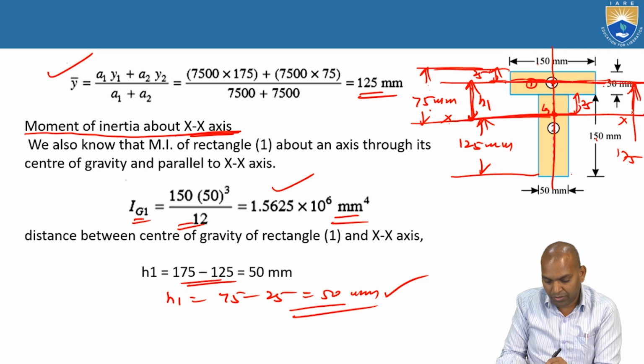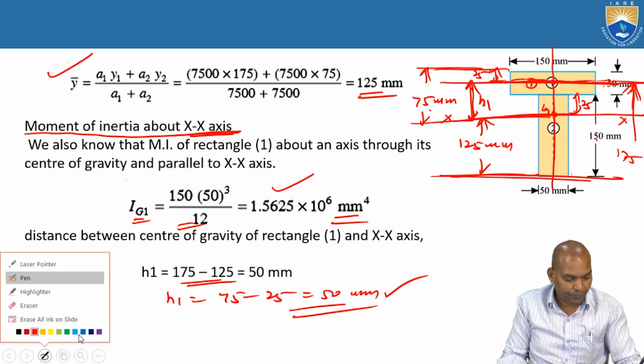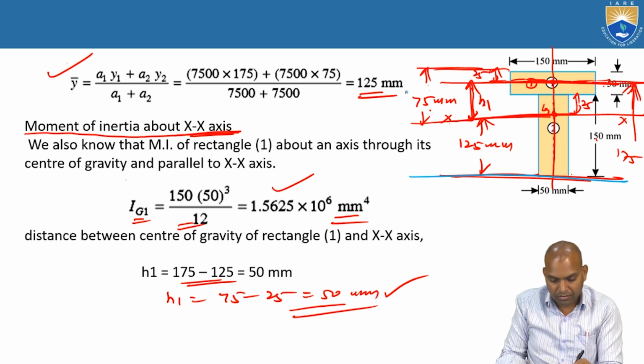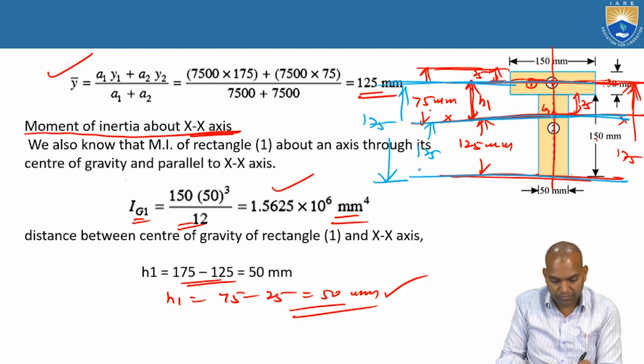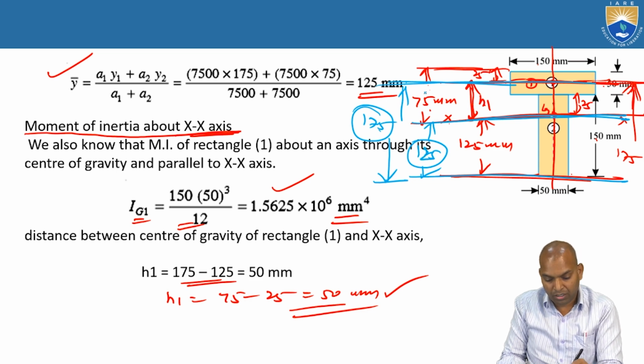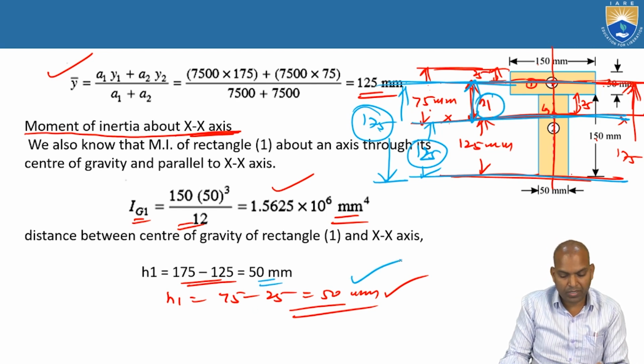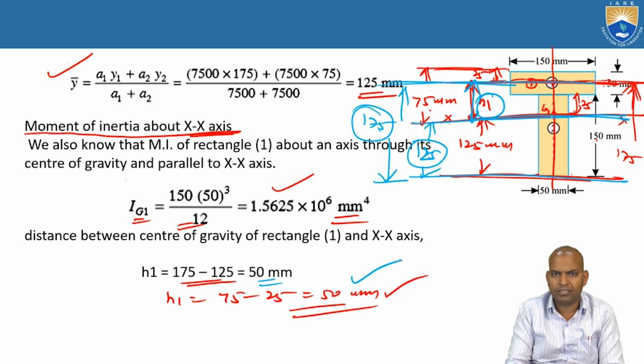This is the total 175, from this line to the bottom line. From here to here, it is 175. From here to here, it is 125. From this 175 portion, subtract this 125 from 175. Then we got this portion, that is H1. That H1 equals 50 millimeters. There are many methods.